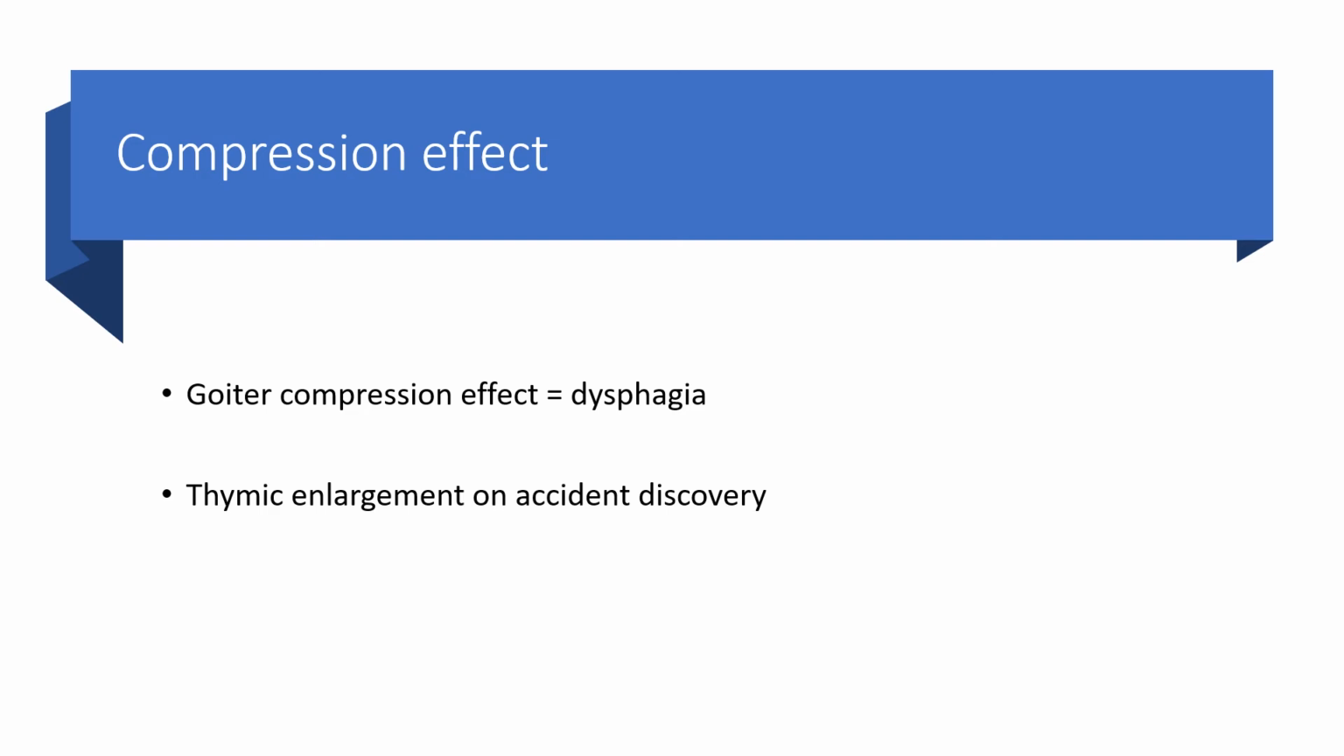Compression effect. You can find compression effect only when you have goiter creating that. And that will lead to dysphagia, particularly thymic enlargement that could be picked as an accidental discovery when you are carrying out your investigation. So somebody, an elderly man that is about 60 years or 65 years, has come down with dysphagia. Part of the differential diagnosis could be goiter.